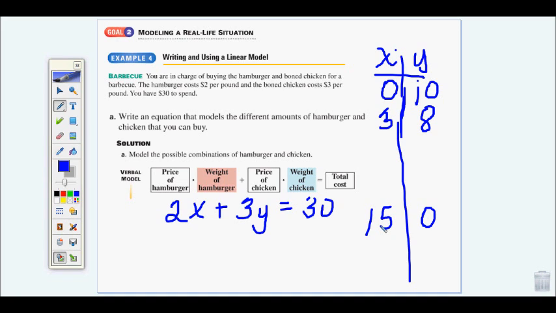So that's modeling a real life situation of standard form. 2 different variables. We wrote both those variables on the left-hand side, kept our constant term, our cost, on the right-hand side of the equal sign. And that will conclude standard form for 5.6.